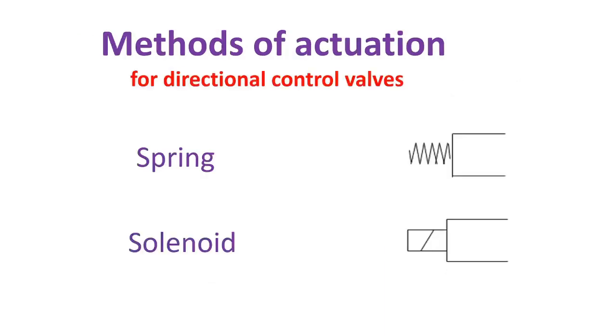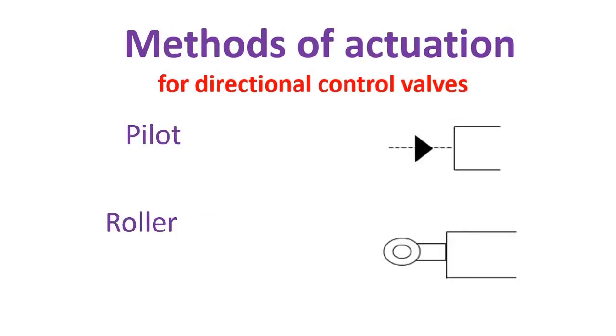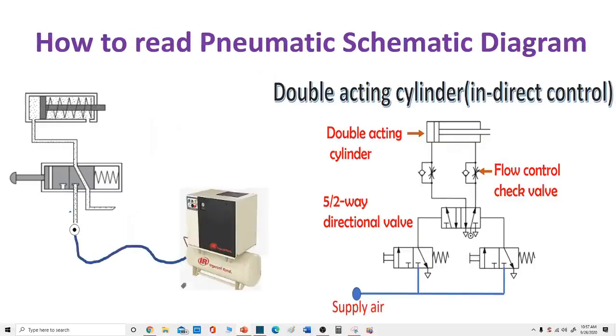The next topic is the methods of actuation for directional control valves. This is the symbol for spring. The next one is the symbol for solenoid, lever, and push button. Pilot. Next, roller. Our next topic is how to read pneumatic schematic diagrams.